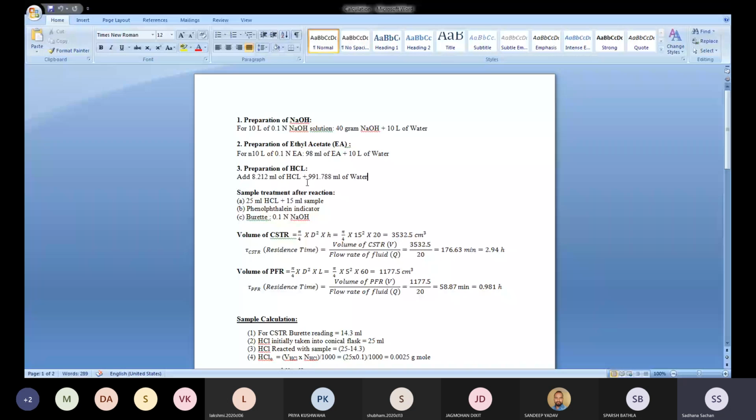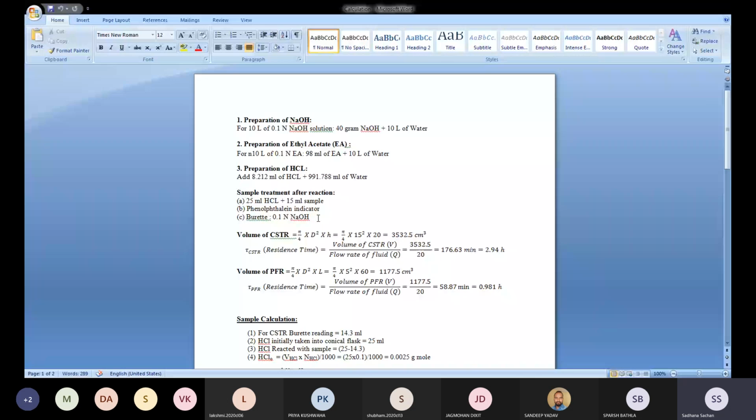So, sample treatment after reaction: 25 ml HCl in the conical flask plus 15 ml sample, which we take from the CSTR at the exit of the CSTR, or we can take at the exit of the PFR. This sample, 25 ml HCl and 15 ml sample, will be in the conical flask. Then we titrate it against the NaOH in the burette.